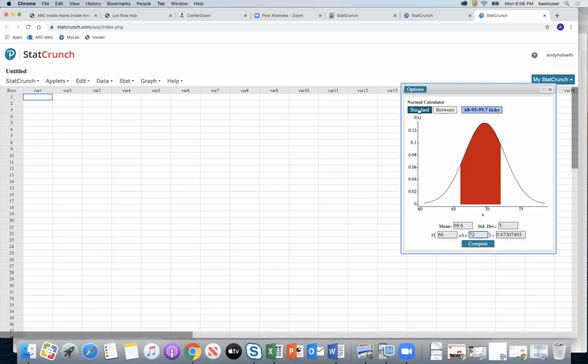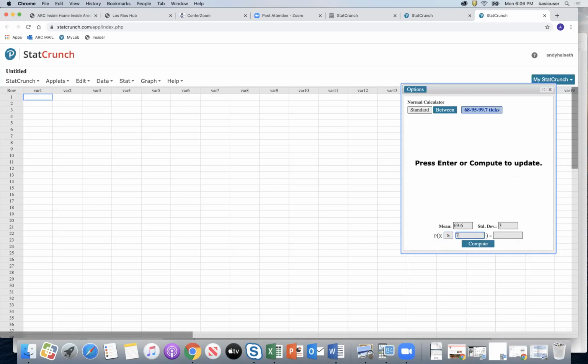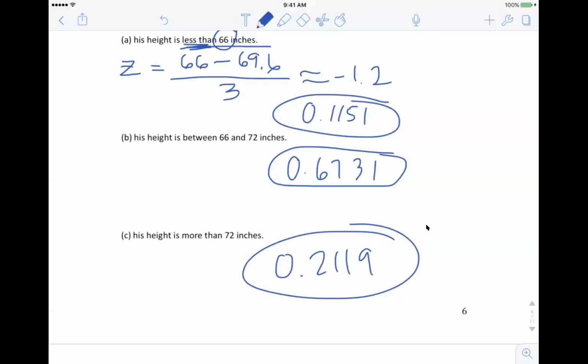Okay, how about that last one, which is more than 72 inches? So I got to go back to standard. More than is greater than, and 72, compute, 0.2119, okay? And then there we have it. So not too bad when you have StatCrunch and you know how to use it. Okay, cool. So I jotted those answers down on the handout. Didn't really do any work because we use StatCrunch.